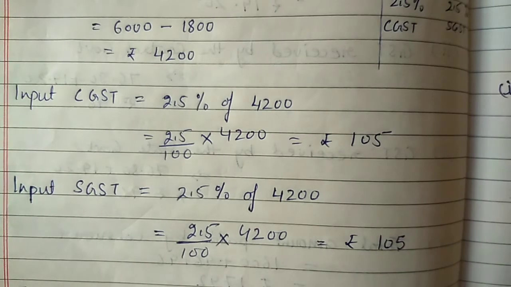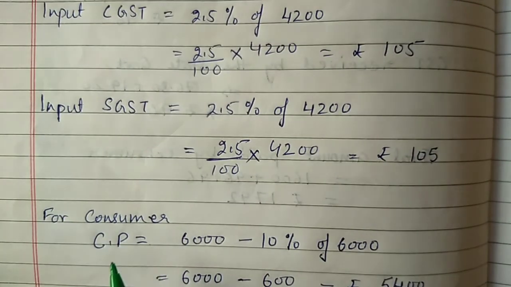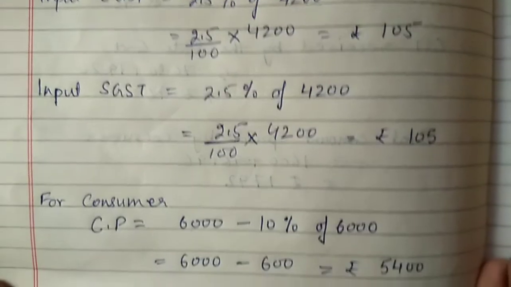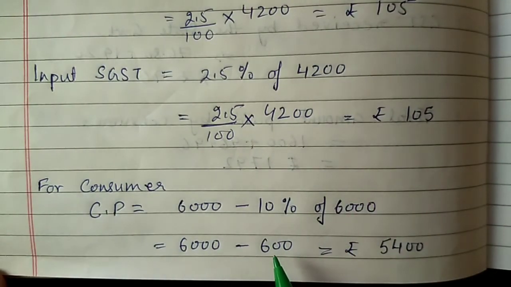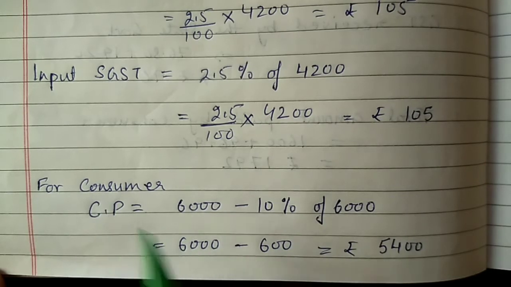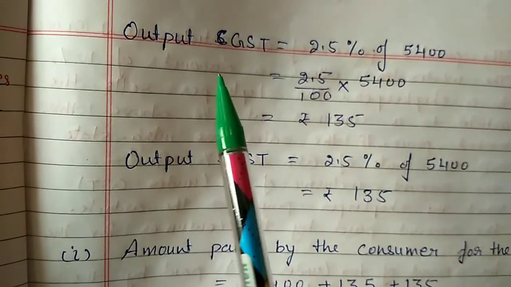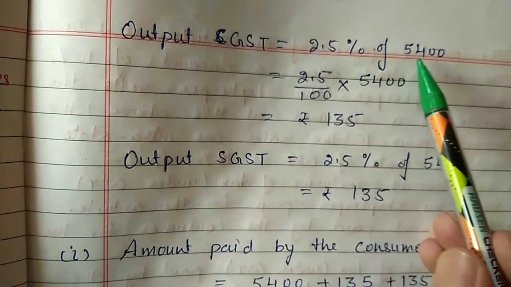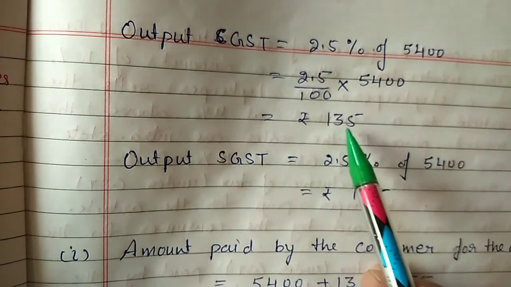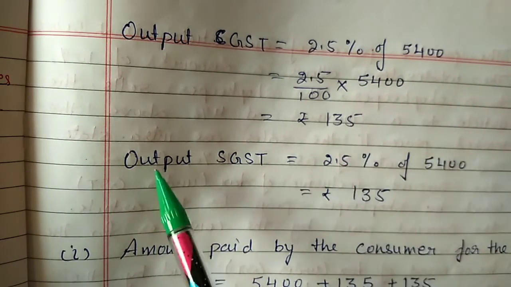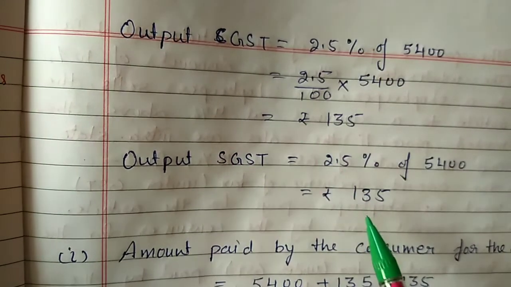So now next, for the consumer, cost price will be 6,000 minus 10% of 6,000, because the consumer is getting a 10% discount on the marked price. So 10% of 6,000 is 600 rupees. It means the consumer is paying 5,400 rupees for this article. Output CGST will be 2.5% of 5,400 rupees, equal to 135 rupees, and output SGST also will be the same, 135 rupees.